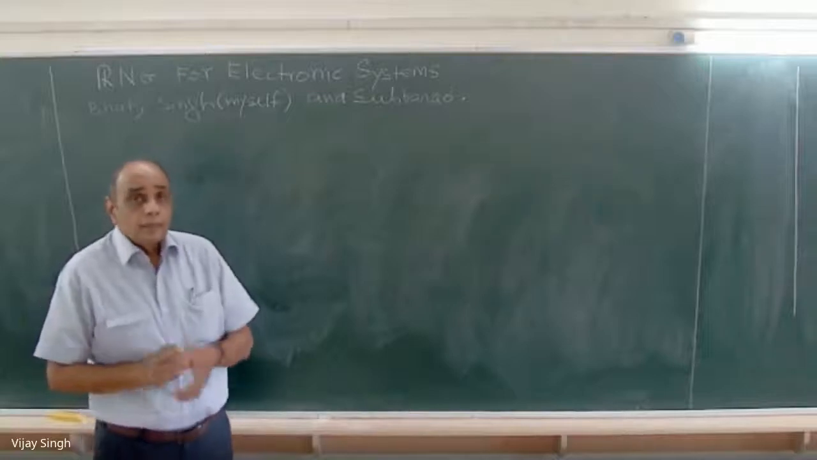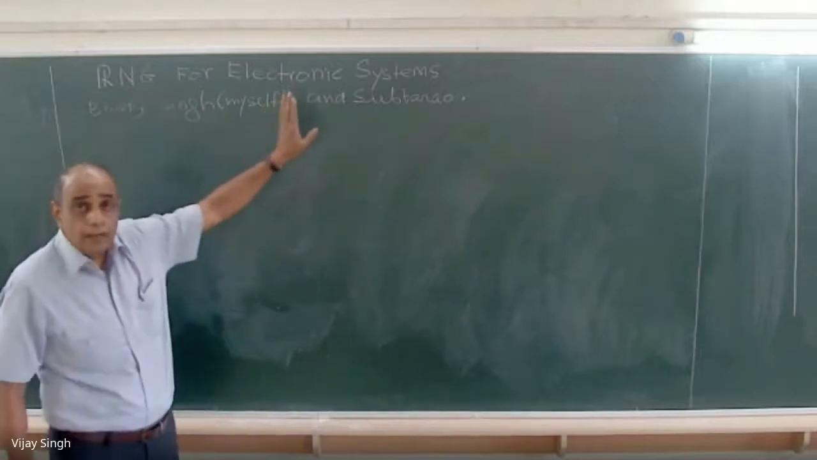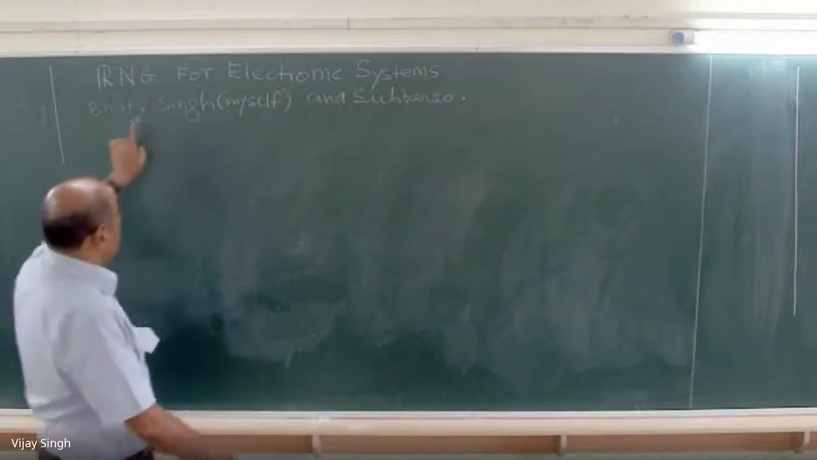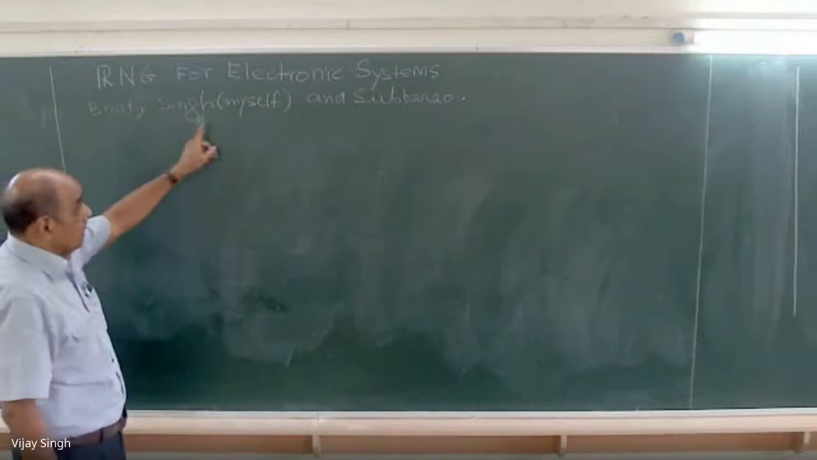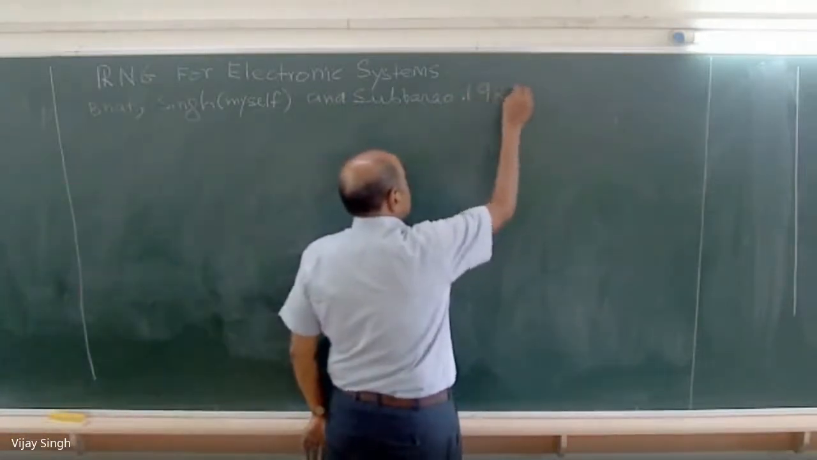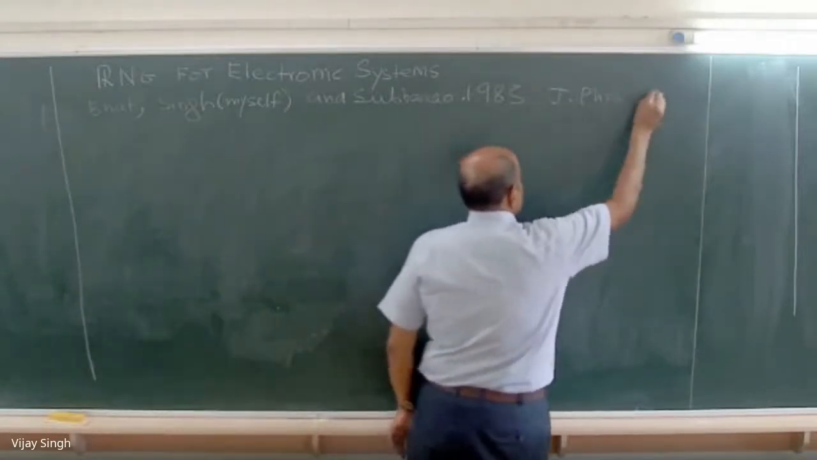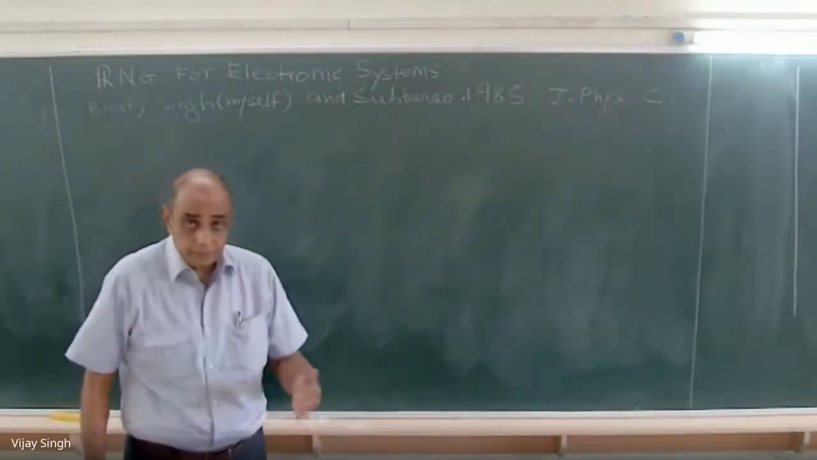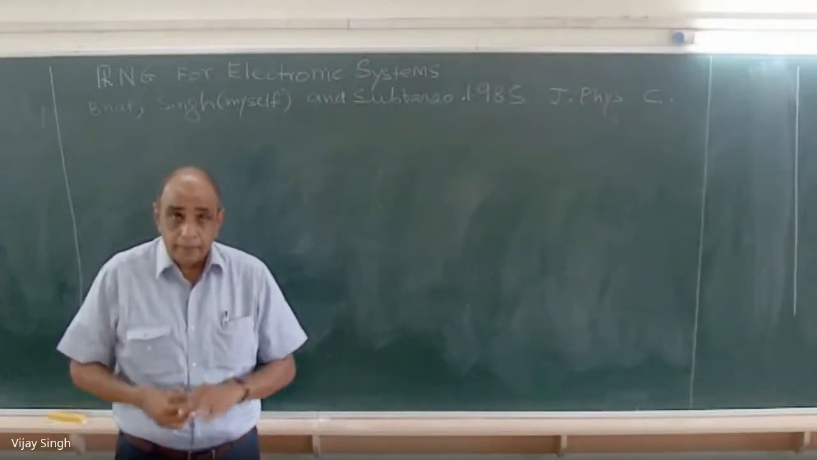Afternoon, we will be discussing the renormalization group for electronic systems with some focus on disorder. It is based on a paper by Gunanandan Bhatt, myself, and Subbarao way back, I believe, in 1985. I believe it was the Journal of Physics. I will share this paper with you as soon as this lecture gets over.